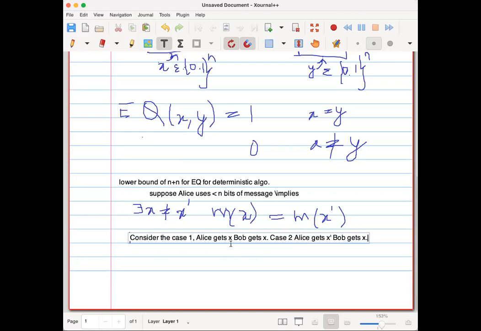Because m of x is equal to m of x prime, the referee will answer the same way in both cases. But this is a contradiction because in the first case, the referee should answer equal. In the second case, the referee should answer not equal. But that is impossible because the referee is seeing the same messages in both. So this is the contradiction. Is this clear? Very simple. Is this clear to everybody? Yeah. Hari? Yes. Okay.